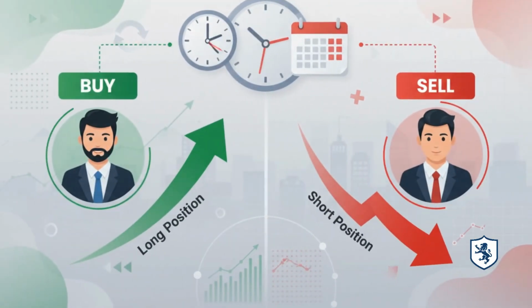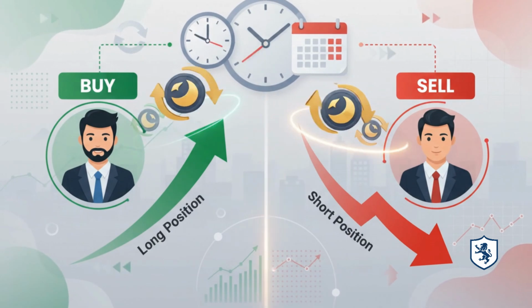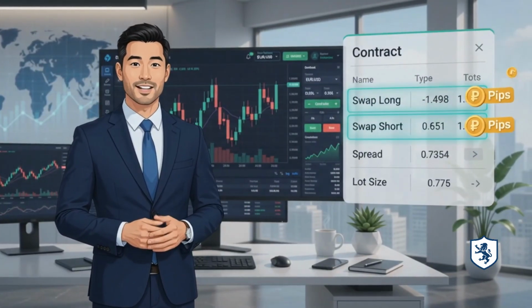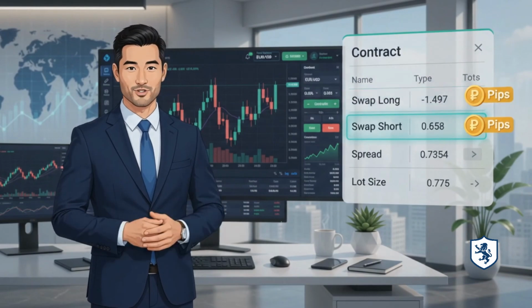A swap in Forex refers to the interest earned or paid for keeping a trade open overnight. There are two kinds of swaps: swap long for buy positions and swap short for sell positions. Both swap values are expressed in pips per lot and are included in the contract specifications of every trading instrument.